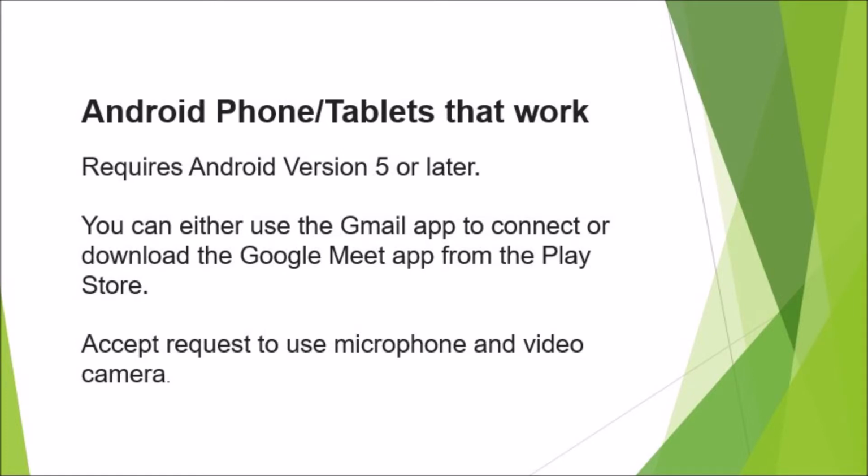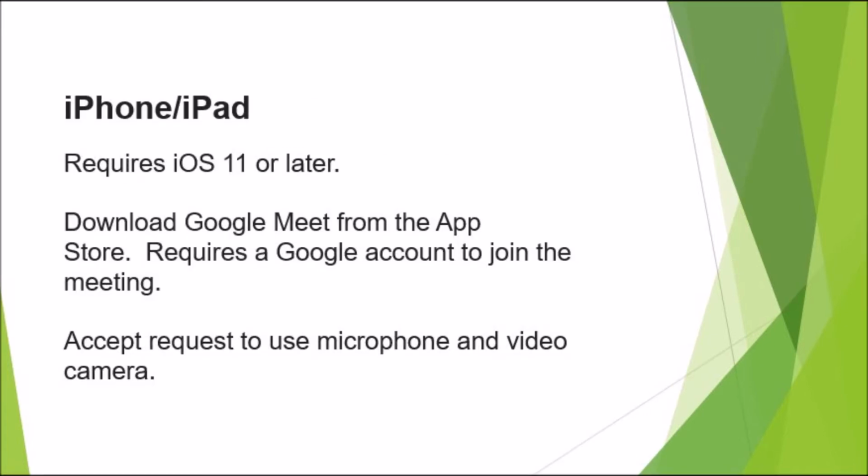So what if you haven't got a desktop or a laptop? Well, you can use your Android phone or an Android tablet. And your tablet or phone will require Android version 5 or later. Anything earlier than 5 won't work. And on this you can either use the Gmail app to connect or download the Google Meet app from the Play Store. And we'll have a look at how you do that in a moment. And once you've got it all loaded to get into a call, you would then accept the request to use your microphone and video camera.